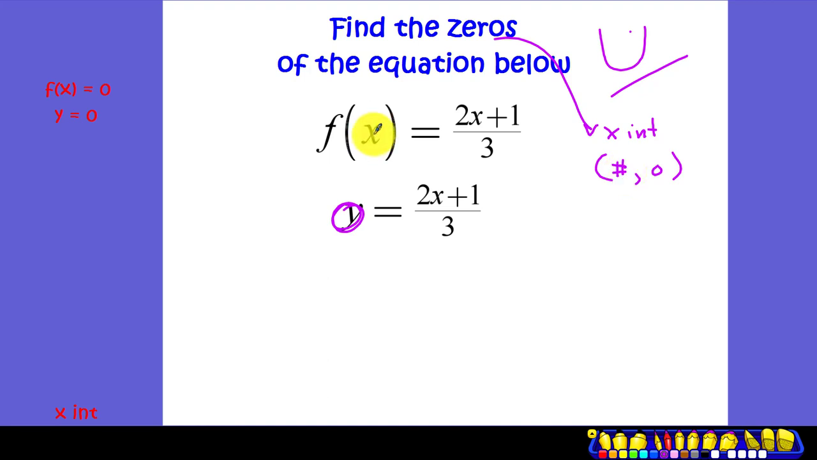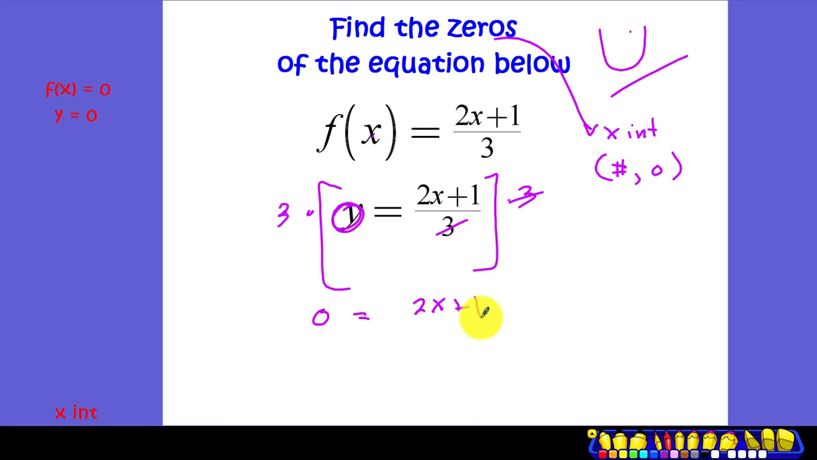Now, our task is to solve for x. How can I undo the numbers here so that we can isolate our x? Okay, so we're dividing by 3, right? I have to remove my 3 first. So instead of dividing by 3, we have to multiply by 3. What is 3 times 0? Okay, 0. Then this will cancel out. We'll get 2x plus 1.